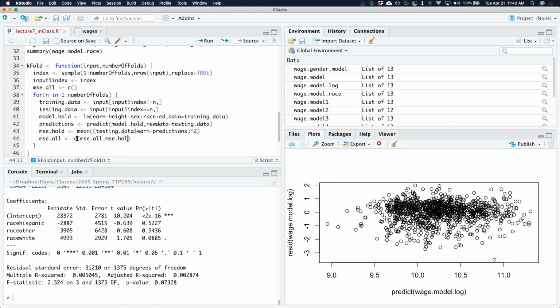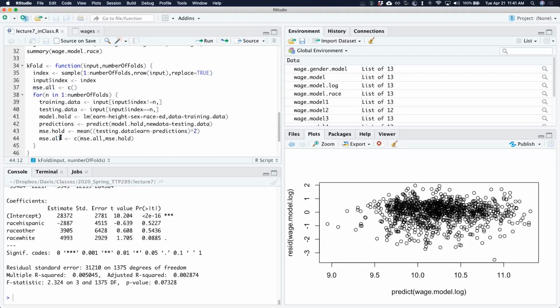Oftentimes, to hold onto objects as you move through a for loop, you can essentially append onto the previous one. So in other words, let's say the mean squared error as I go through the first one is 1, and then the mean squared error for the next one is 2 and 3, and so on and so forth. So what this bucket looks like, MSE all, before I get into my for loop, it's just nothing. It's empty.